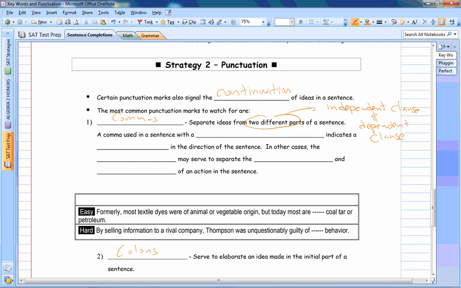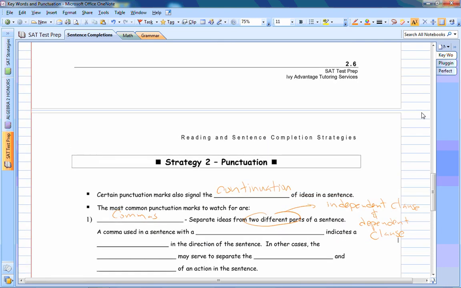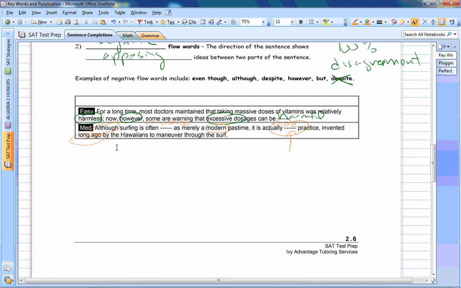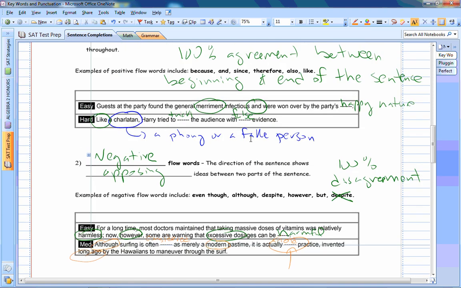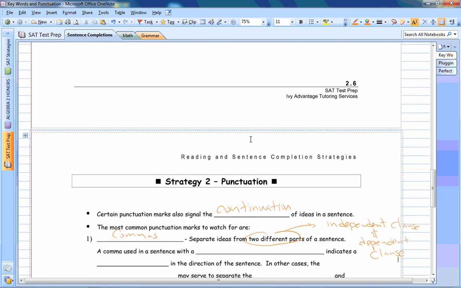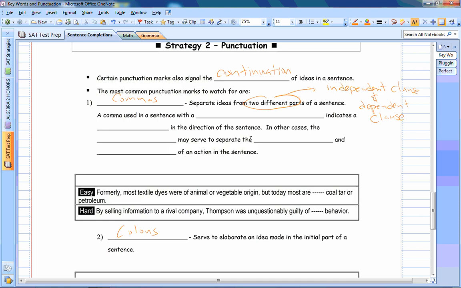And usually we tend to see commas when we're using the negative flow words, like but, despite, although. If you look at earlier, we see how we use although, blah, blah, blah, comma. So that's something to keep in mind. So a comma used in the sense of a negative flow word indicates a change in the direction of the sentence. So even though the comma is used to separate the independent and dependent clause, also we will see how it separates the two contrasting parts of a sentence.